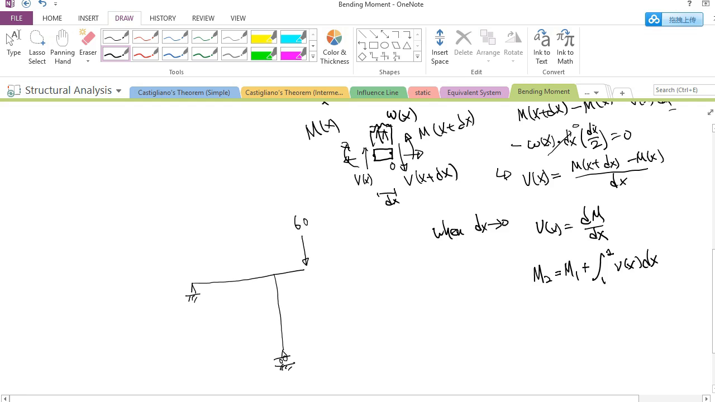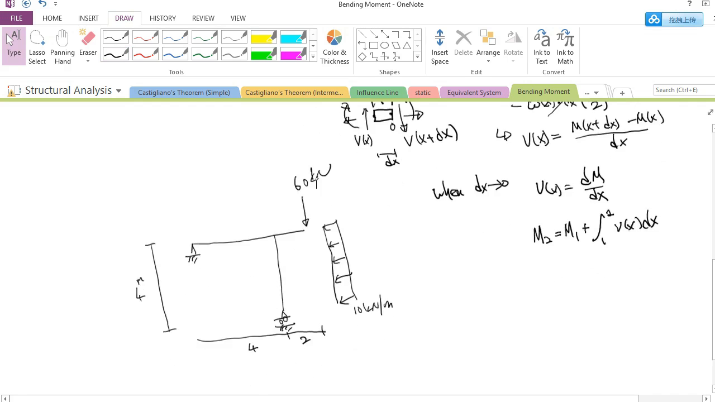Let's not care about the unit first. We have a distributed force acting to the left, and let's say the intensity is 10 kilonewton per meter. Let's give some dimensions, it doesn't matter, I randomly give you some numbers. Let's say this is 2, this is 4, and then 2 meter and 4 meter. This is 4 meter.